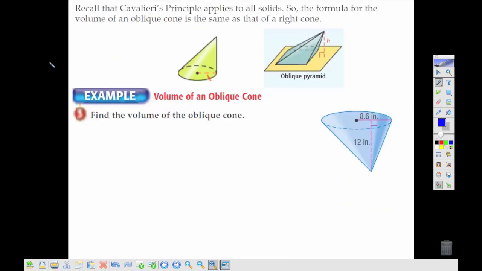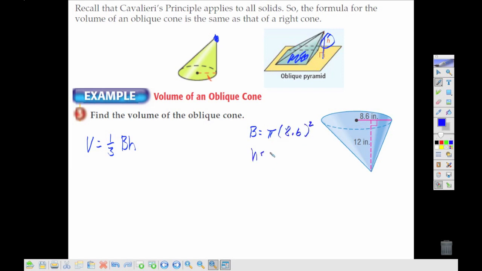The next example will be using Cavalieri's principle. Remember, this was again when we push something a little bit off center, and we'll still be using the height, which has to be perpendicular to the base, times the base. So this works not only for prisms but also for cones and pyramids. So if we want to find the volume of this, we're still going to use our formula. Volume is 1/3 of the base times the height. Our base here is still a circle, so it's still going to be pi r squared.